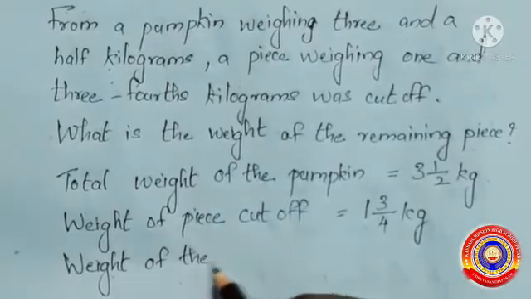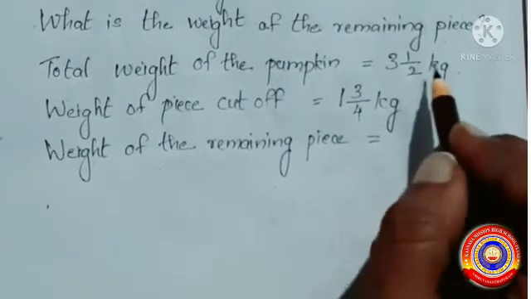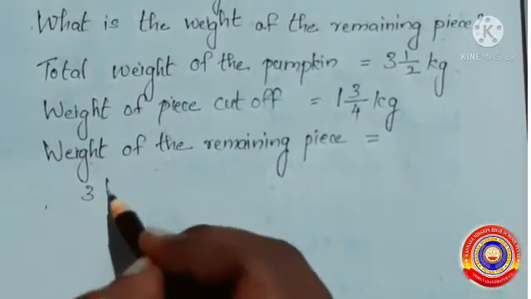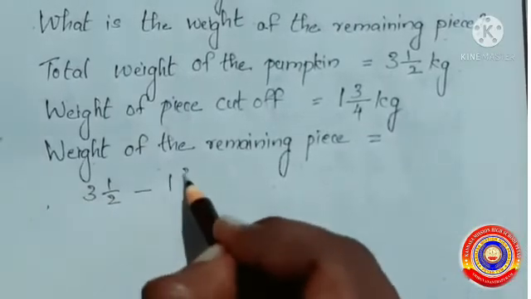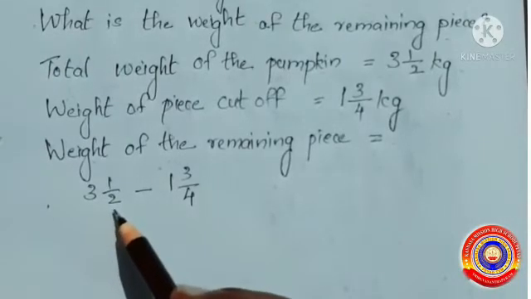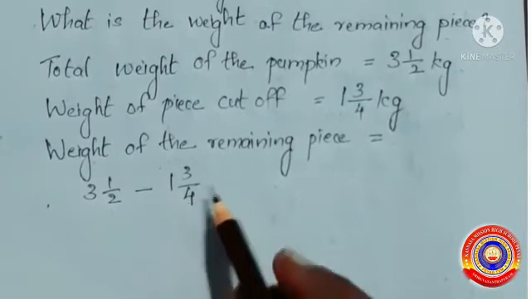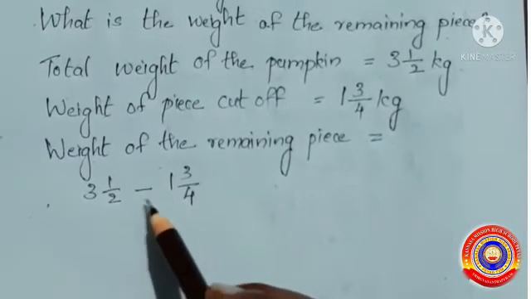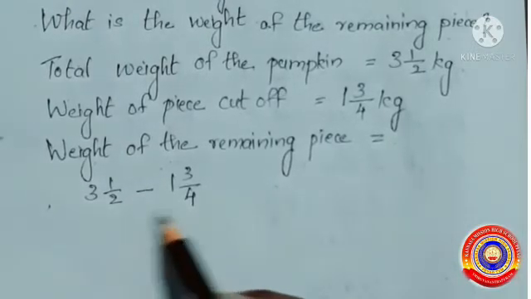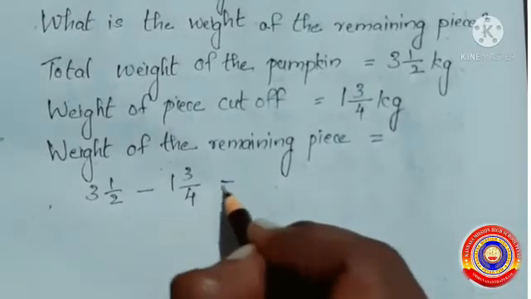Weight of the remaining piece is equal to 3 and 1 by 2 minus 1 and 3 by 4. Here, look at this fractional part. We cannot subtract 3 by 4 from 1 by 2. Therefore, it is convenient if we subtract these numbers after converting the mixed fractions into improper fractions.